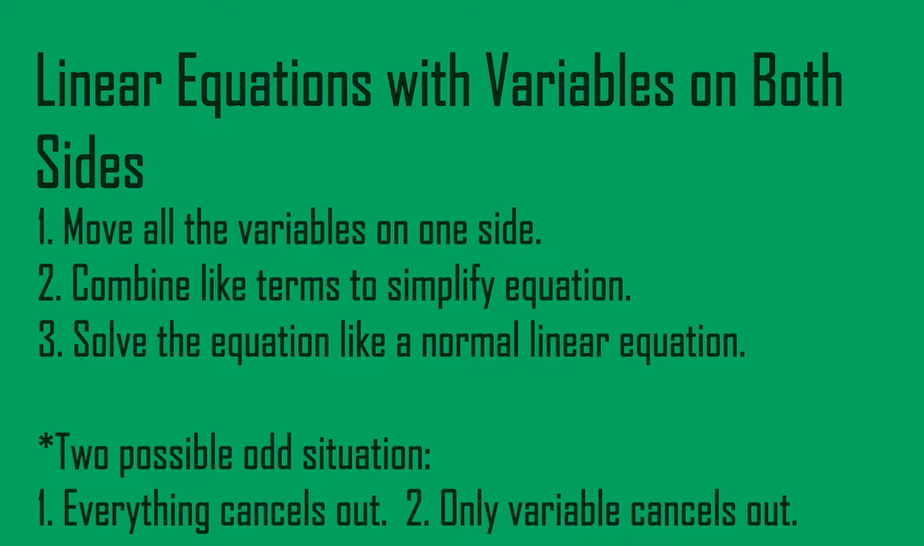One is that everything cancels out. Everything, all the numbers and all the variables cancel out once you try moving them from one side to the other. And that means a specific solution. The second one is that only the variable cancels out, and that also means another specific solution. And we're going to talk about that. So let's begin.